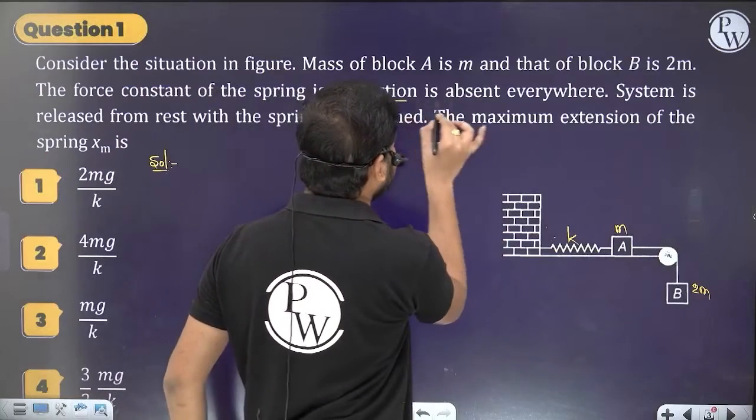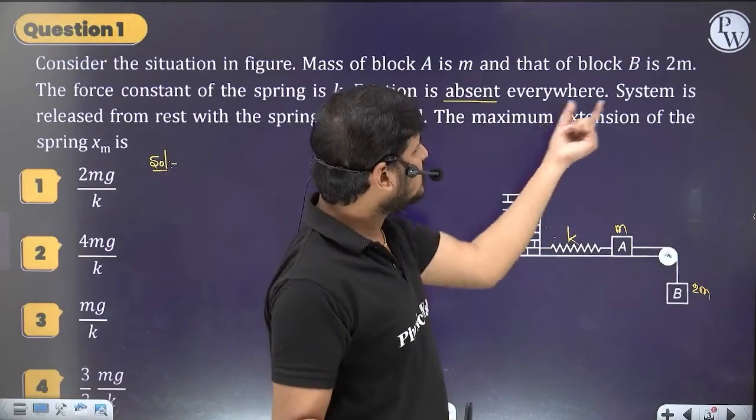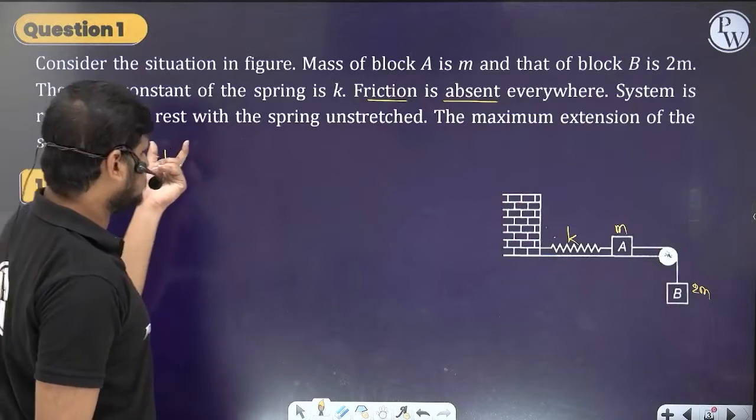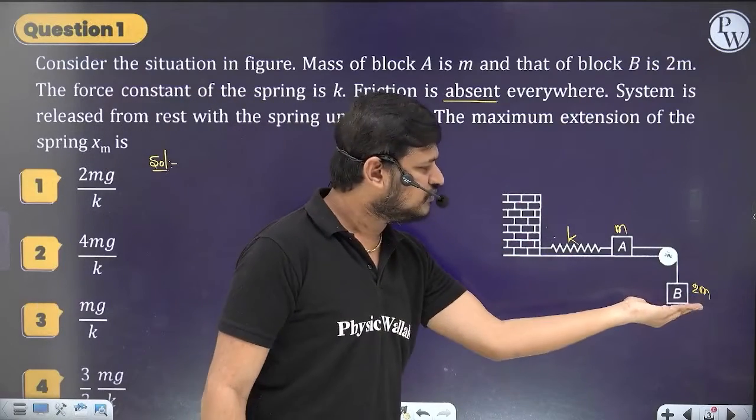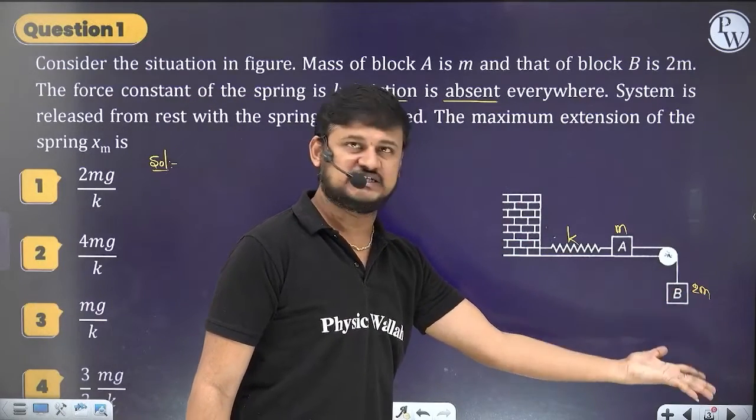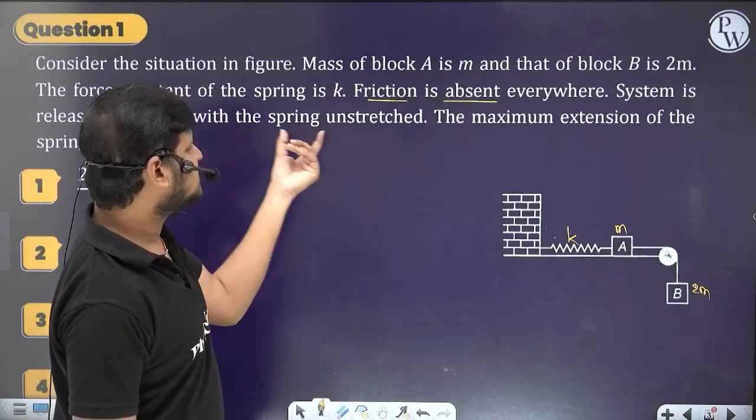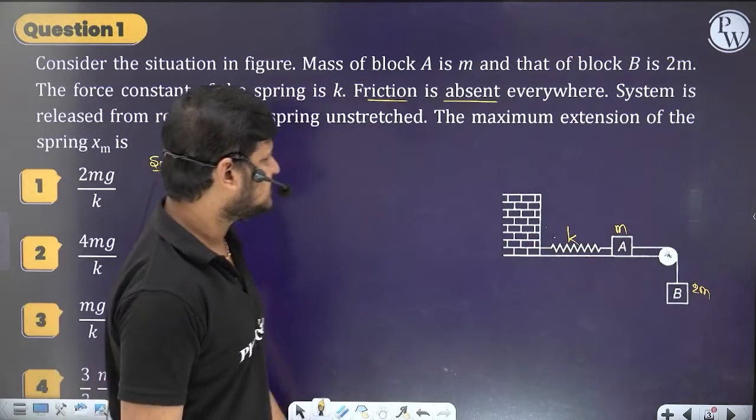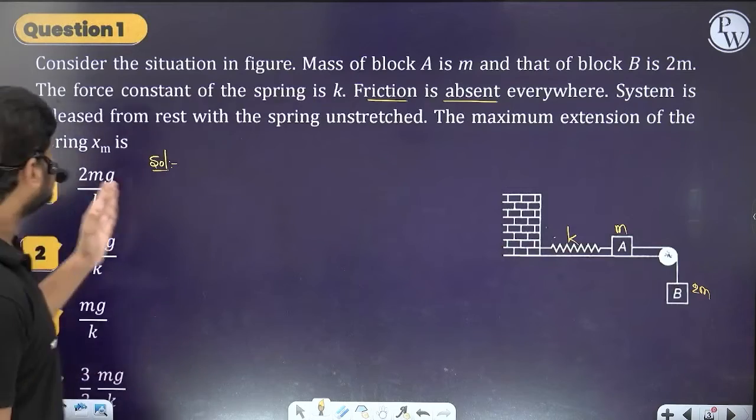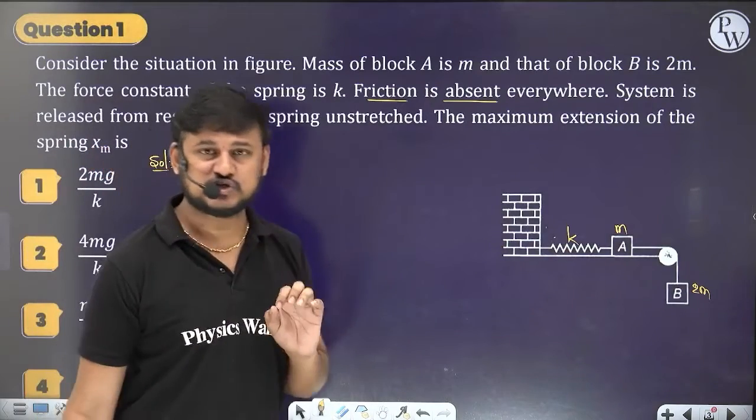That means there is no non-conservative force, right? The system is released from rest. Initially we are holding this mass, and now it is released, with the spring unstretched initially. The maximum extension of the spring, xm, is what they are asking.